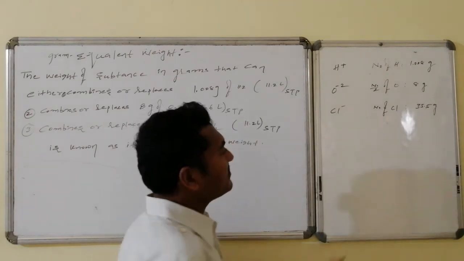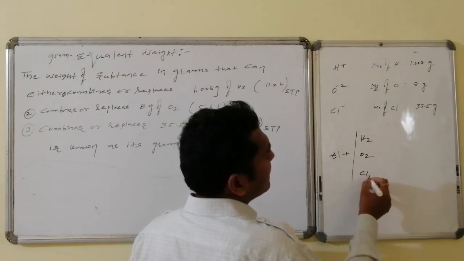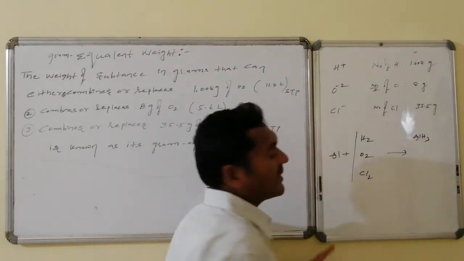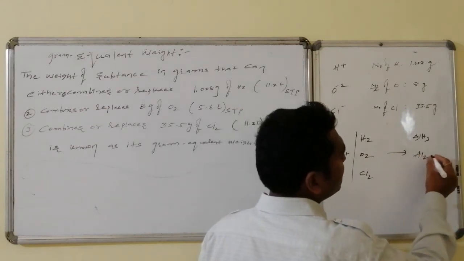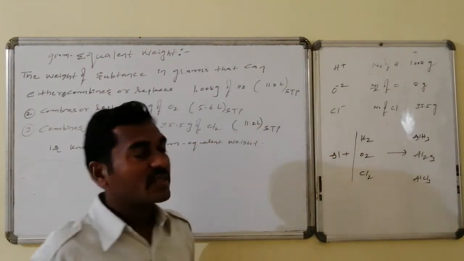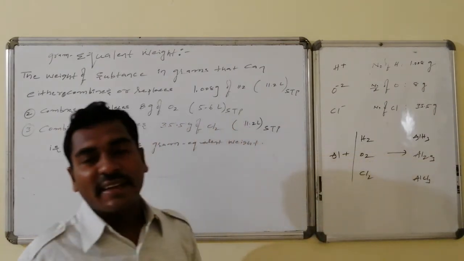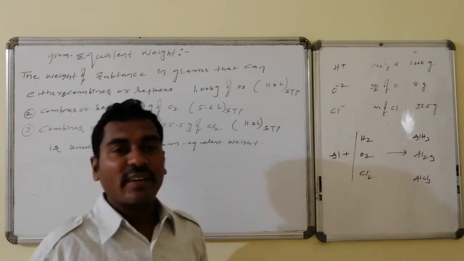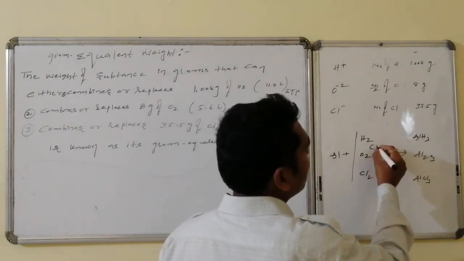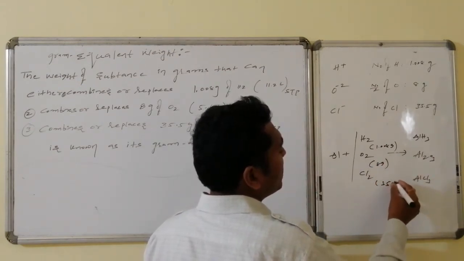Suppose I take aluminium, which can readily combine with hydrogen, oxygen, and chlorine. It can form aluminium hydride AlH3, aluminium oxide Al2O3, and aluminium chloride AlCl3. Suppose I take 1.008 grams of hydrogen, 8 grams of oxygen, and 35.5 grams of chlorine, then consider the corresponding weight of aluminium that reacts with these.